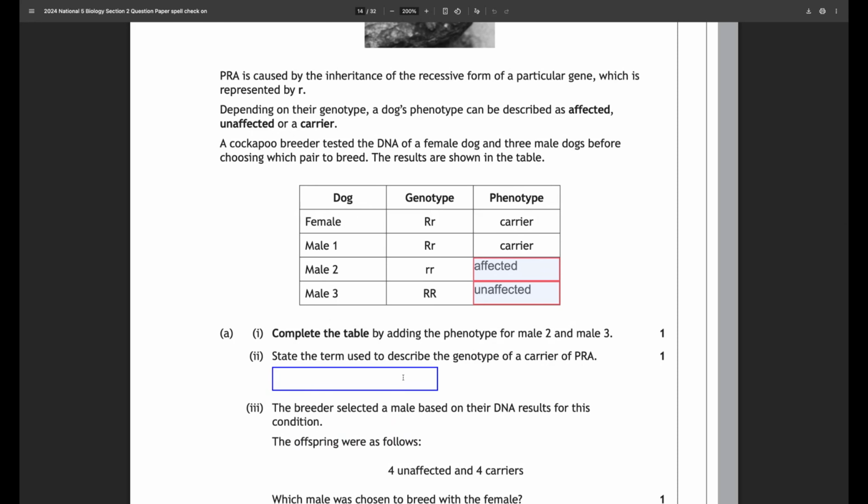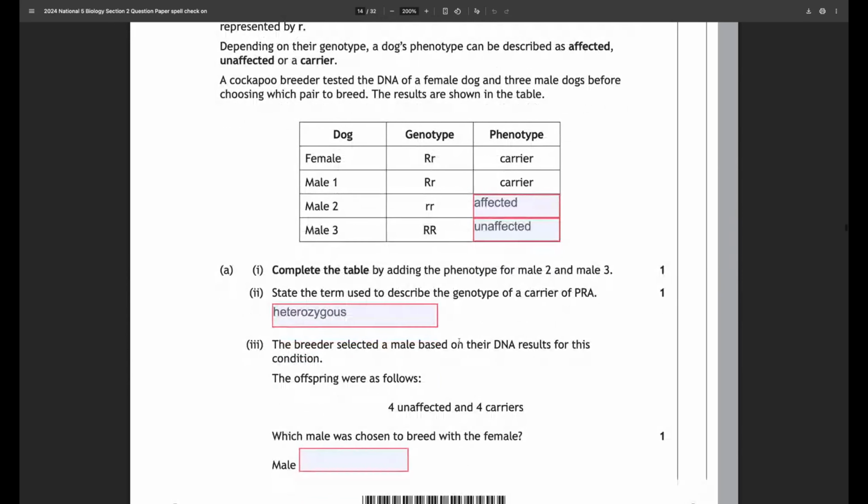If we have a look at question 2 there, state the term used to describe the genotype of a carrier of PRA. Well, I mentioned it as I was reading through the table myself, and this is why it's good to use these words as often as you can, because when you get into the habit of immediately thinking capital small, heterozygous, then it makes it easy when you come to do the questions in the exam. So, yep, the carriers are both capital and small, 2 different alleles, so they would be described as heterozygous. Remember, homozygous means the 2 alleles are the same. Heterozygous, the 2 alleles are different.